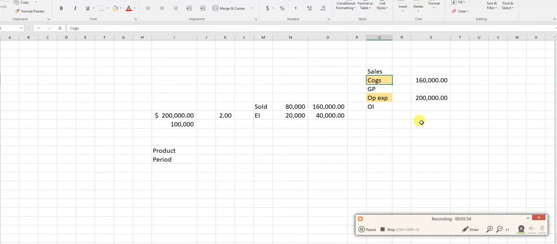Somebody may say, okay, let's say this is rent of $200,000 for the factory building. I spread that rent over my 100,000 units, and it's $2 a unit. I sold 80,000, and so 80,000 goes on here according to GAAP because you want to match your expenses with the period, etc.